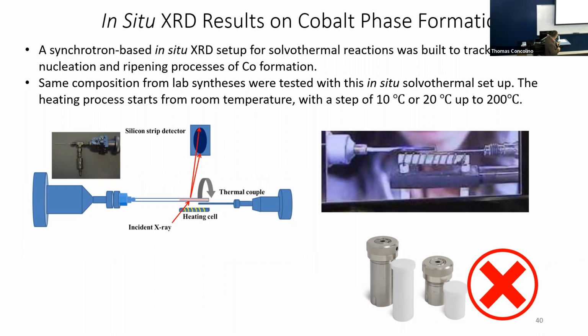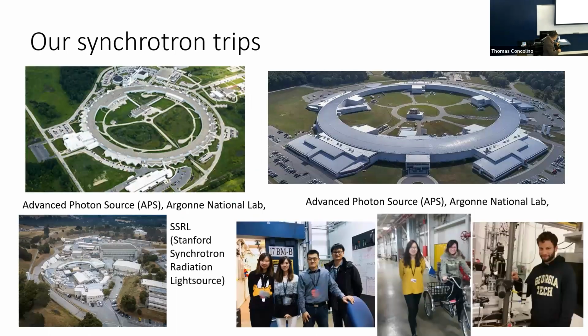So this is the in situ reactor that we designed. This is a quartz tube. We sealed the reaction solution inside, and we shoot synchrotron X-rays into the tube and collect the XRD as we heat up the tube. So in this way, we can track the full path from nucleation through growth to check if our computation is correct. Okay, so that's what we did at the synchrotron.